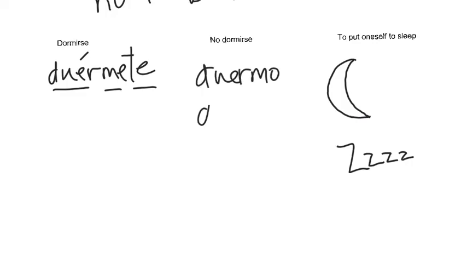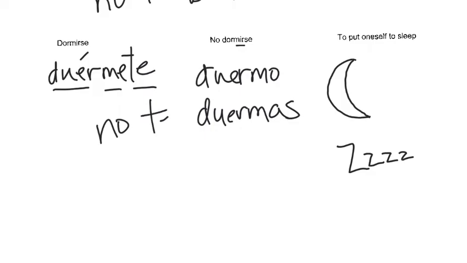We start with duermo, the yo form in the present tense. We drop the o, and in this case we're going to add an as since dormirse is an IR verb. Don't forget the no to make it negative, and your pronoun: no te duermas means don't go to sleep.